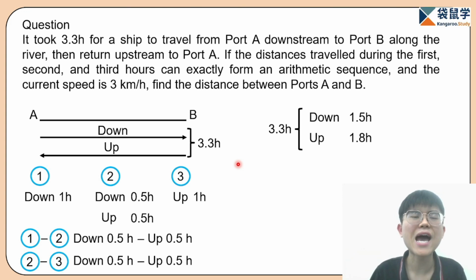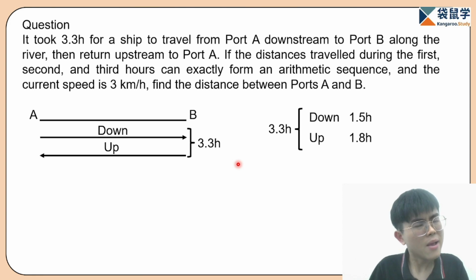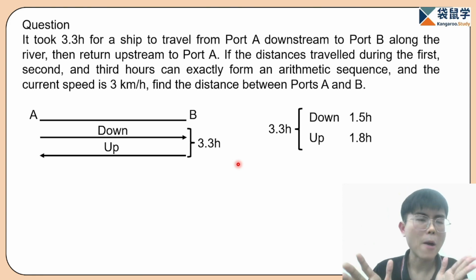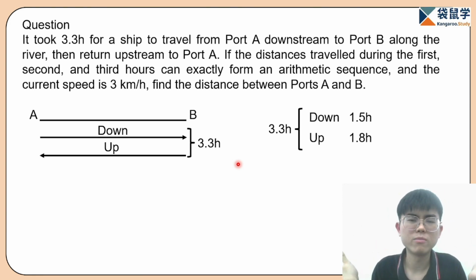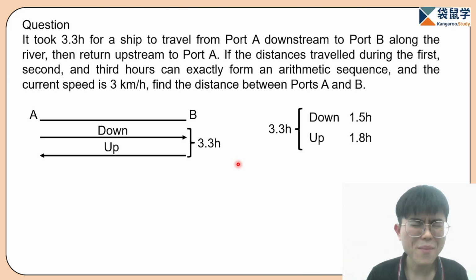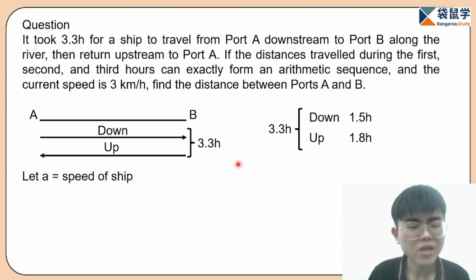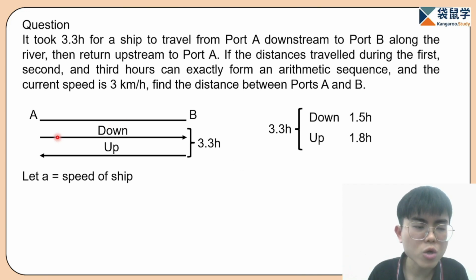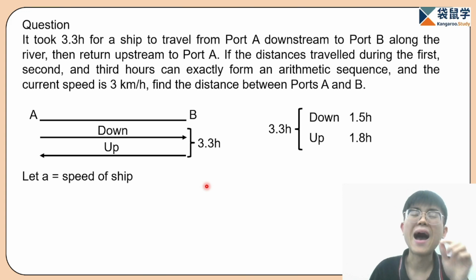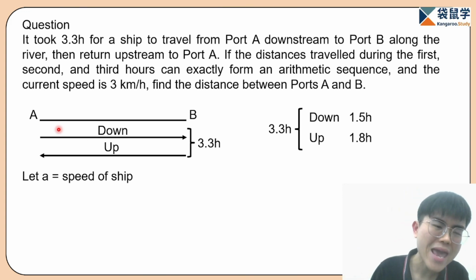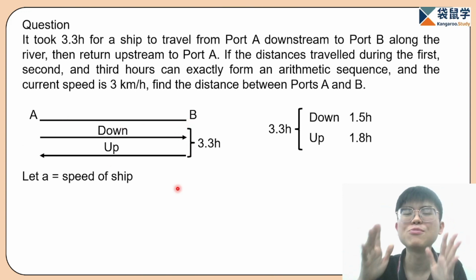Now that we have found the time going up and going down, let's try to find the distance. But everyone, in this case, do we know about the speed of the ship? Do we know about that? We do not know about it, right? So in this case, we can first denote it as A. So we say that A is equal to the speed of the ship. And in this case, what is the relationship of going downstream and going upstream in terms of the distance? What can we say about that? The distance, they must be the same, right? Going A to B, going B to A, they must be the same.